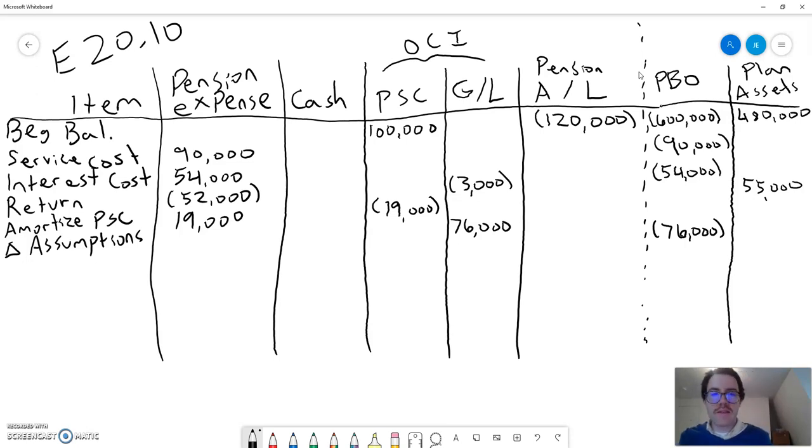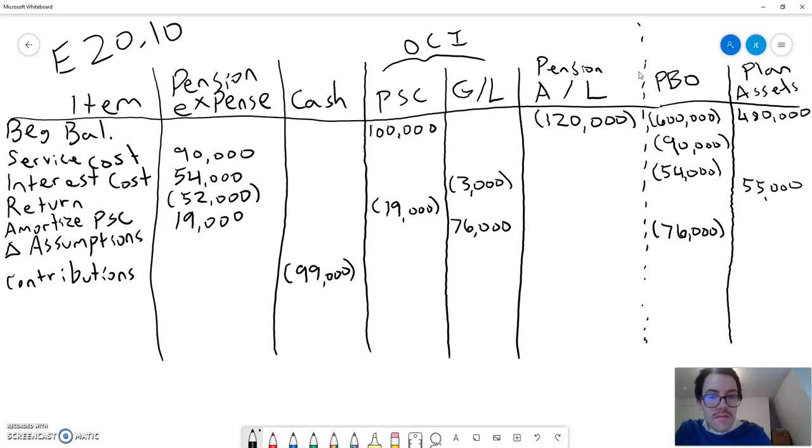We're going to debit that because it's a loss. We also debit it because we credited PBO. You've got to have a debit and a credit. Got to equal. All right. Other items are pretty straightforward. Contributions, $99,000. So we contributed $99,000 to the plan.